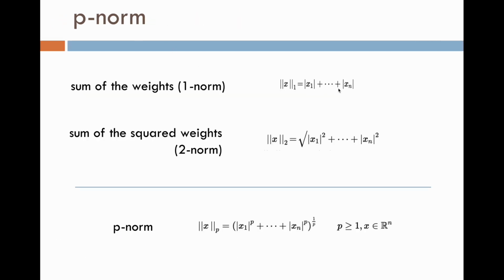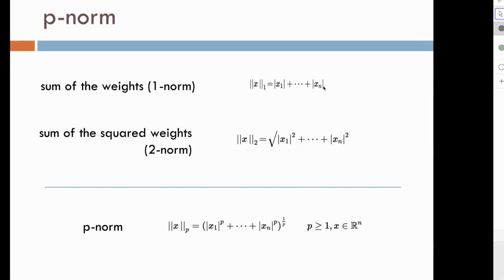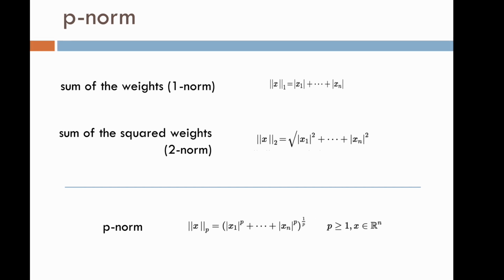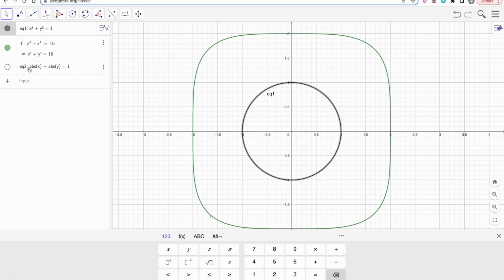Modulus x1 plus modulus x2 plus modulus x3. In our case it will be absolute beta 1 plus absolute beta 2. I keep saying modulus, but it's absolute beta 1 plus absolute beta 2. So the equation will be absolute x plus absolute y, where these are beta 1 and beta 2. Let me show how it looks. The equation of absolute beta 1 plus absolute beta 2 looks like this.